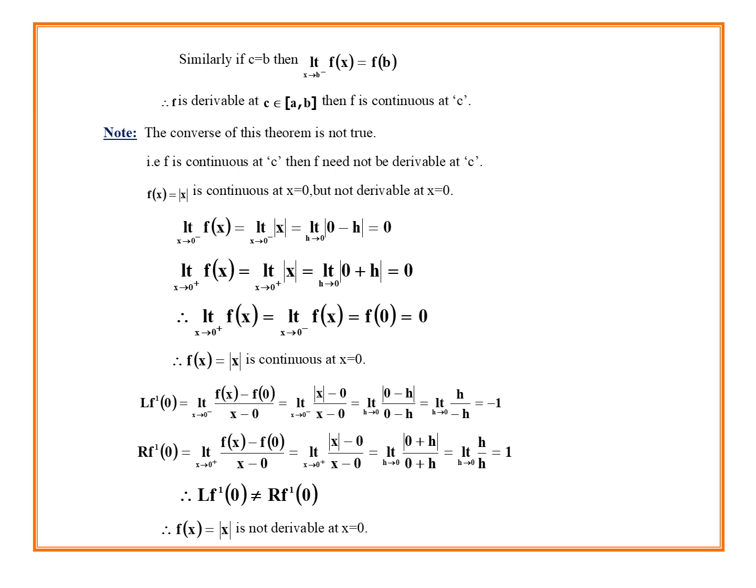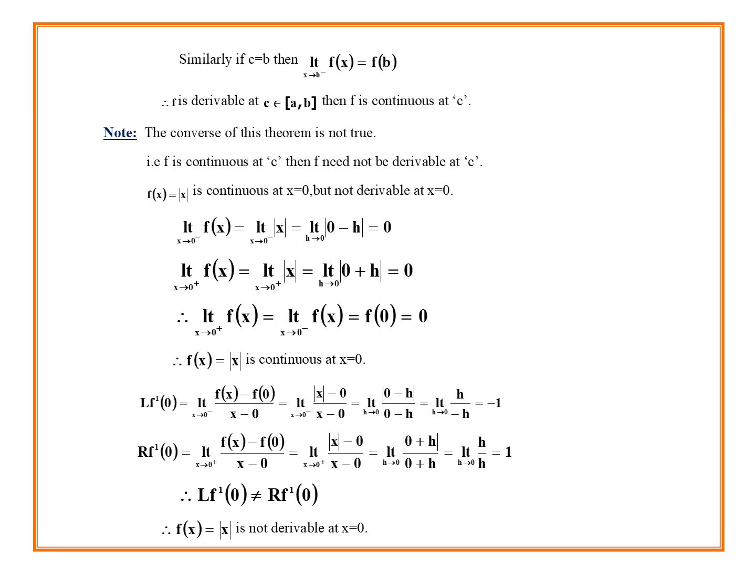We are taking one example for the note: f of x is equal to mod x. It is continuous at x is equal to 0 but not derivable at x is equal to 0. f is continuous but f is not derivable at x is equal to 0.